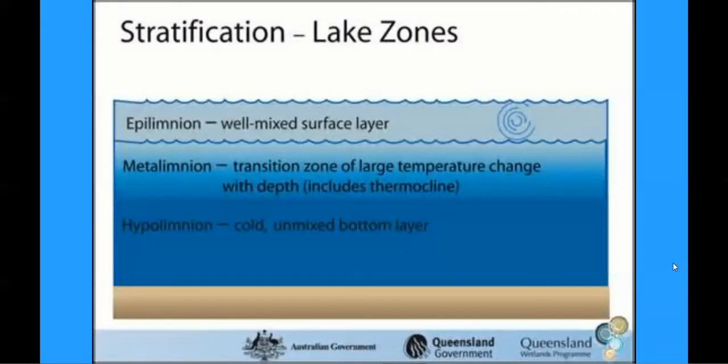So this is what I was talking about earlier, the zones of the lake. So you see the epilimnion, the metalimnion, and the hypolimnion, and each of these are usually just in lakes because ponds are too shallow to separate.